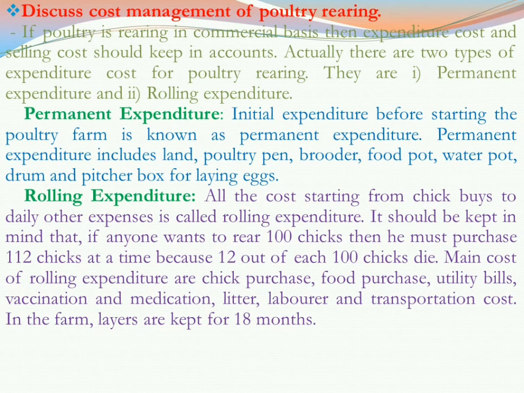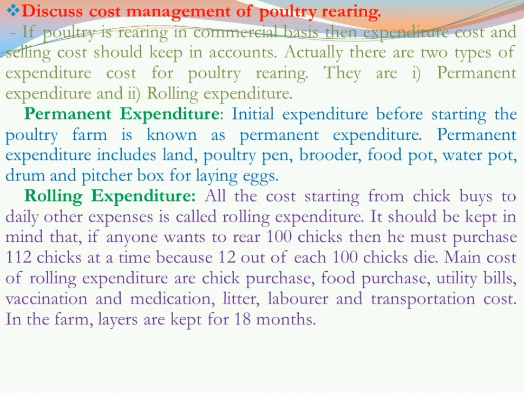It should be kept in mind that if anyone wants to rear 100 chickens, then he must purchase 112 chickens at a time, because 12 out of 100 chickens die. That means if you buy 100 chickens, we have to consider that 12 can die. So we have to buy 12 more chickens. If they do not die, then the total will be 100, otherwise it will be less than 100. But at the time of purchasing, we have to purchase 12 more than 100.